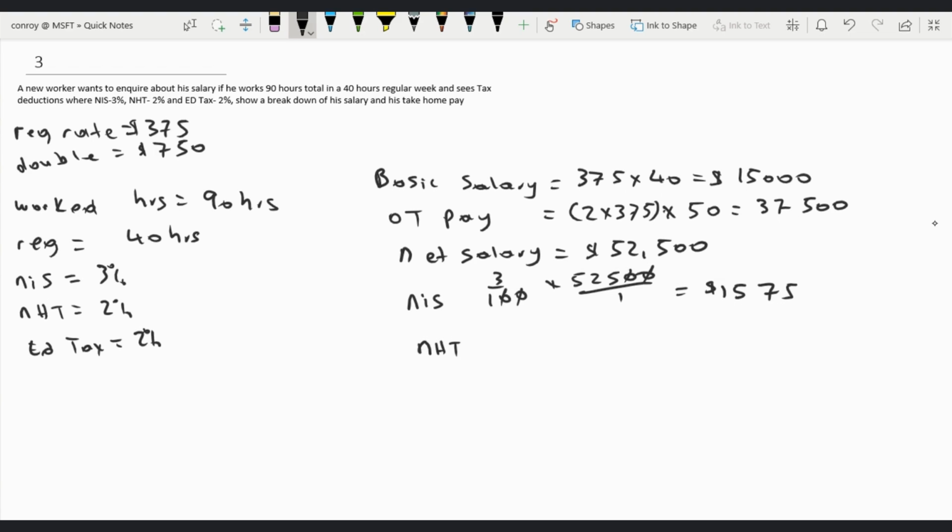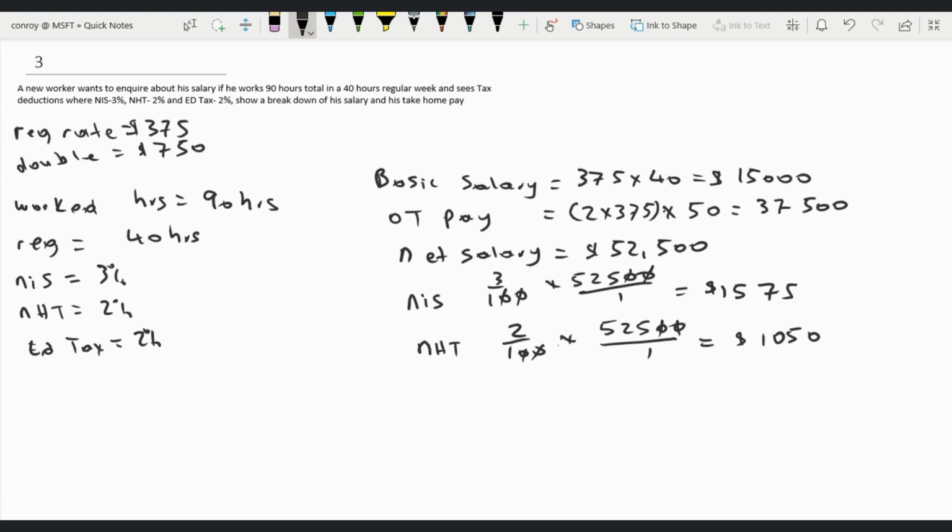Our NHT, which is 2%, after times that, we still need to times that by our 52,500 over 1, and we will have 1,050.